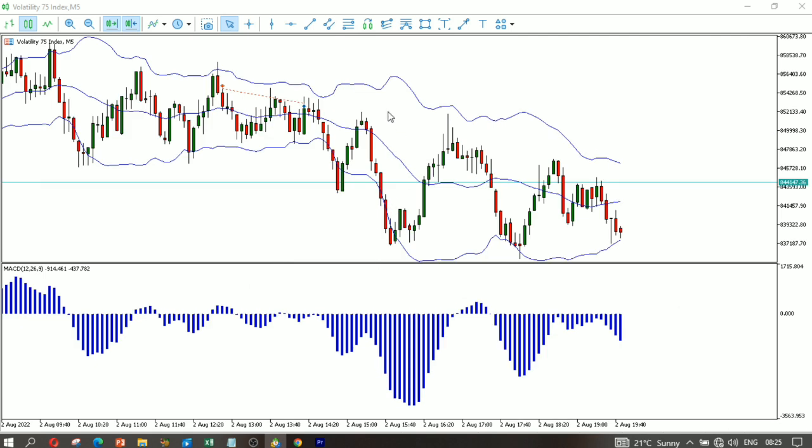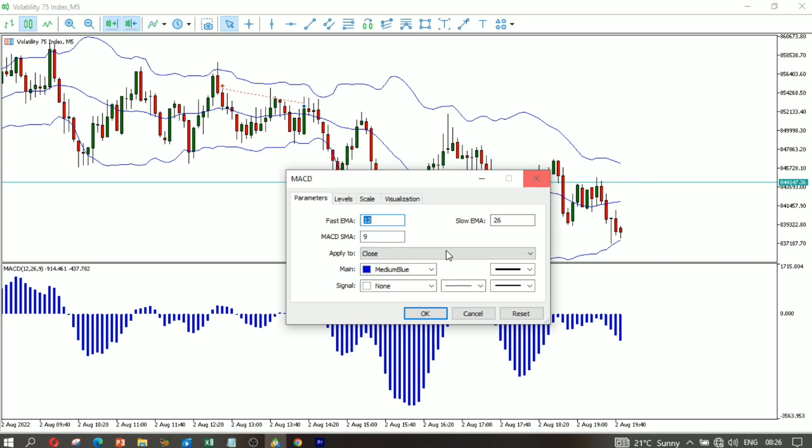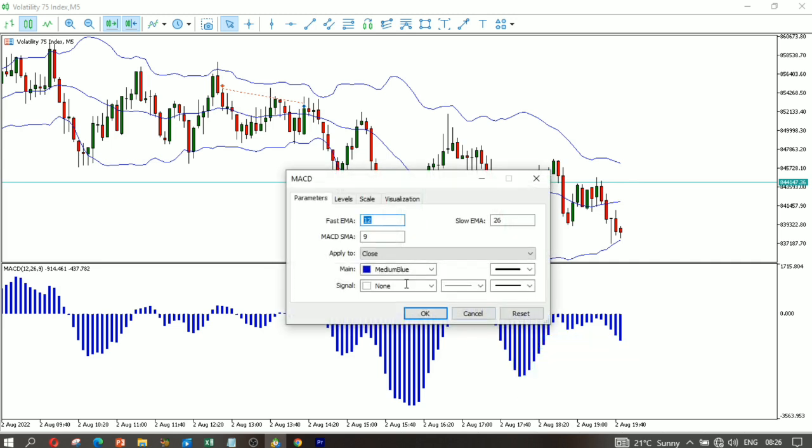So once you do that, you are going to see the Bollinger Bands put on your chart like this. And then you also go to indicators, go to the MACD. And on the MACD, what you are going to do here is you are going to put period first 12, slow 26 and MACD 9.